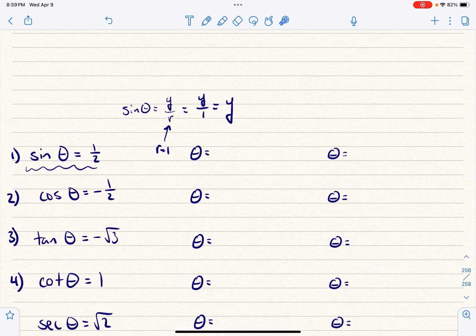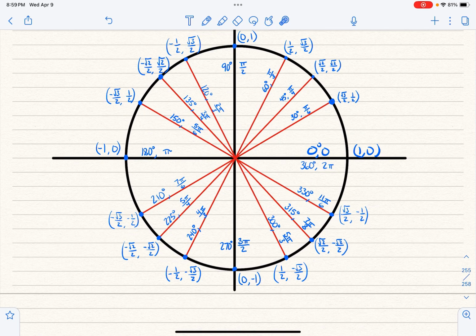We're saying that sine theta is equal to 1/2. So we're saying there is some angle where the y coordinate is positive 1/2. Well, let's look at our unit circle. Here the y coordinate is positive 1/2 at 30 degrees, which is pi over 6. And over here, our y coordinate is positive 1/2, which is at 150 degrees, or 5 pi over 6. So those are our two answers.